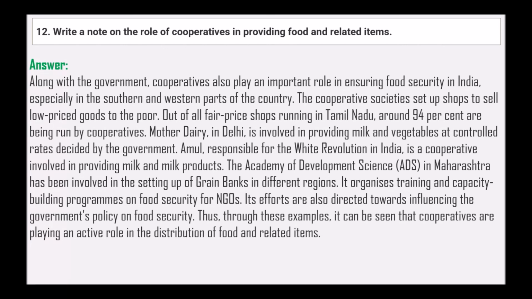Mother Dairy in Delhi is involved in providing milk and vegetables at controlled rates decided by the government. Amul, responsible for the White Revolution in India, is a cooperative involved in providing milk and milk products. The Academy of Development Science in Maharashtra has been involved in setting up of grain banks in different regions. It organizes training and capacity building programs on food security for NGOs. Its efforts are also directed towards influencing the government's policy on food security.